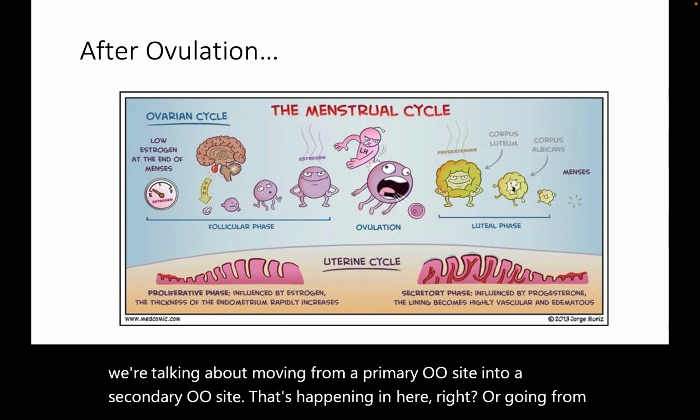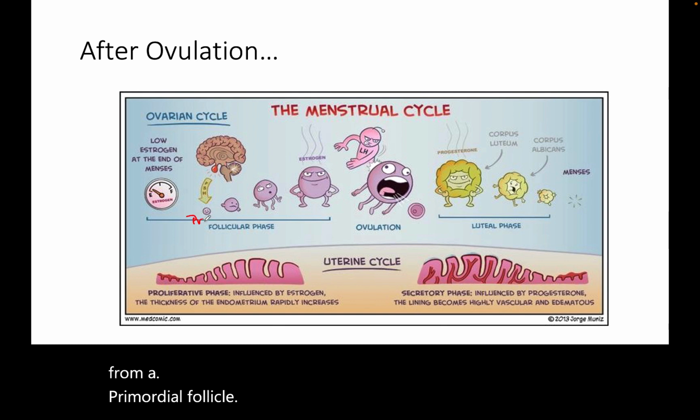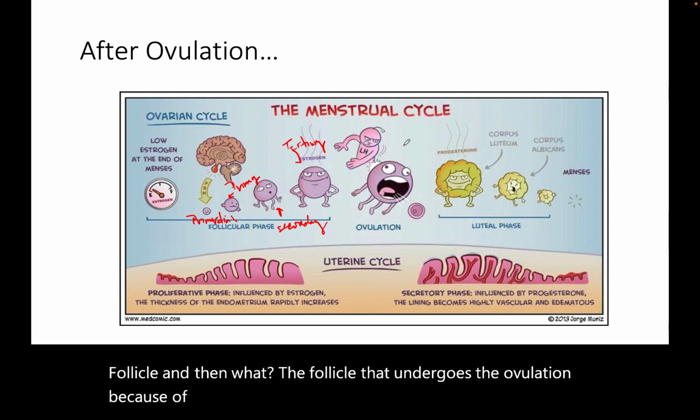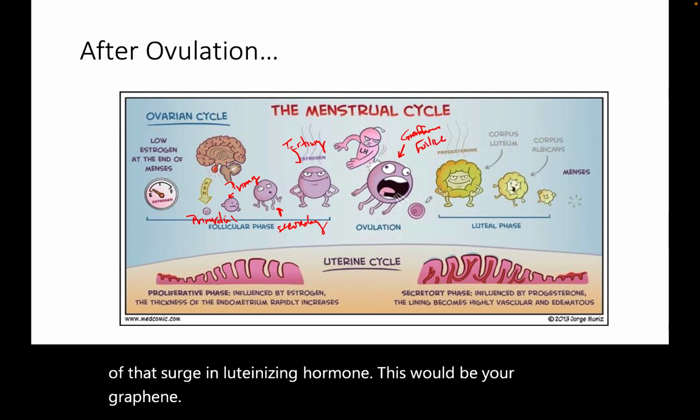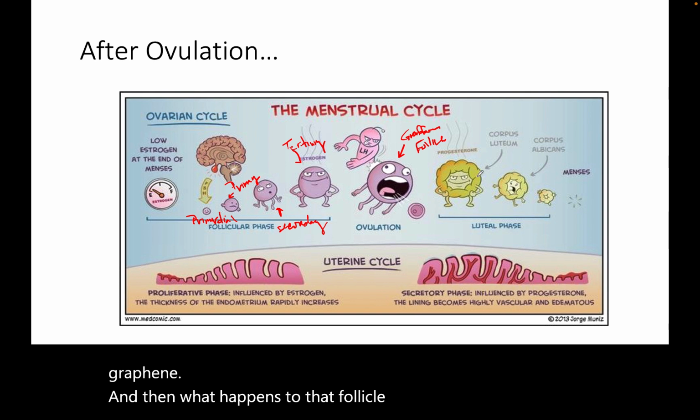We're going from a primordial follicle. This is your primordial. This is your primary follicle. This is your secondary follicle. And this is your tertiary follicle or antral follicle. And then the follicle that undergoes the ovulation, because of that surge in luteinizing hormone, this would be your Graafian follicle. And then what happens to that follicle afterwards, again, this is all part of that luteal phase, right?